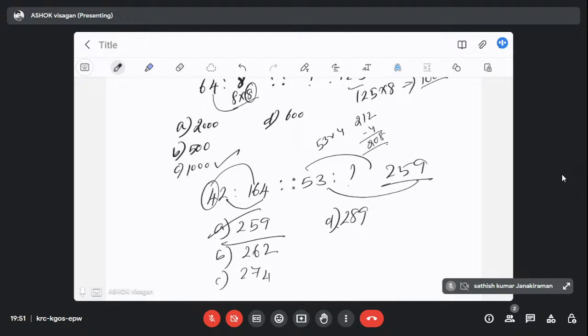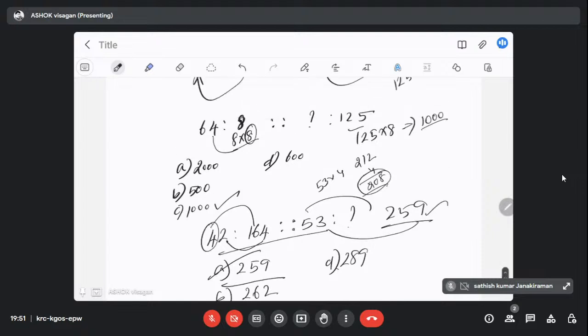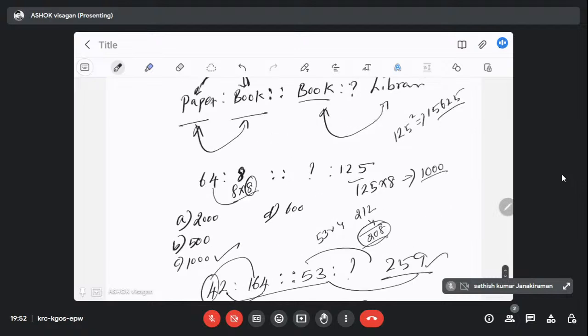Try to be very careful. The same question may have multiple logics. Here I explained that one possible answer is 208, but 208 is not available in the options. Only 259 is available. In the previous question we saw that 15625 is also a possible answer, but it is not in the option set. Like that, all analogy questions will make you think in this way.